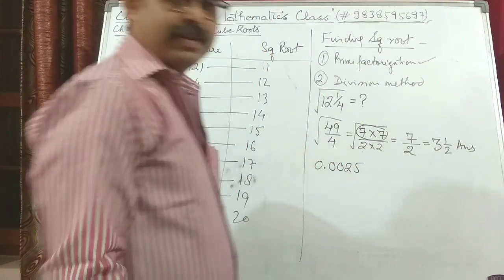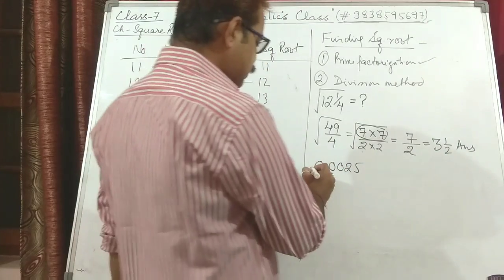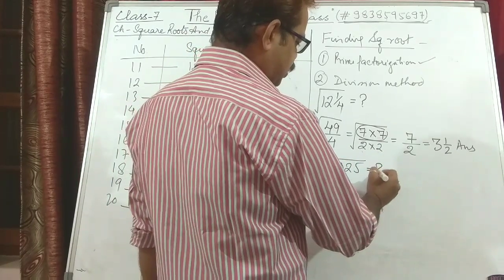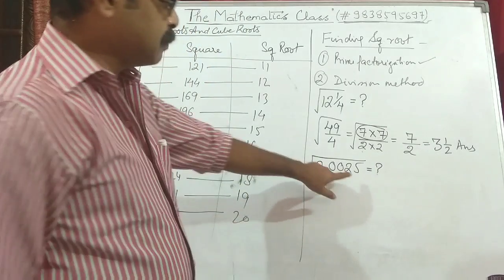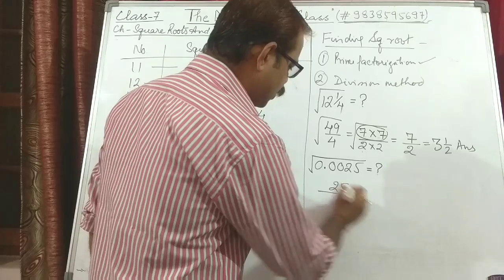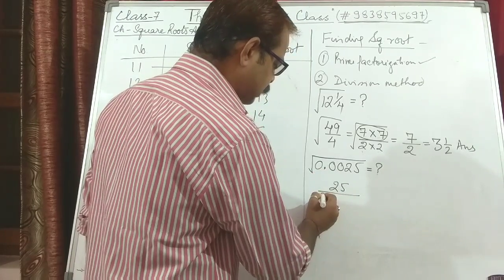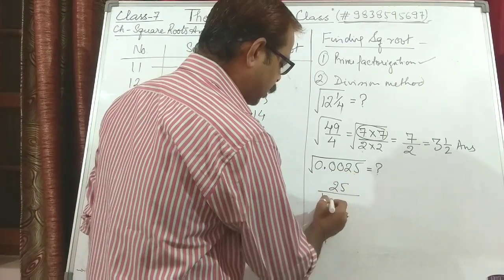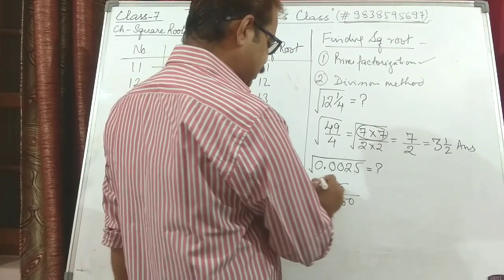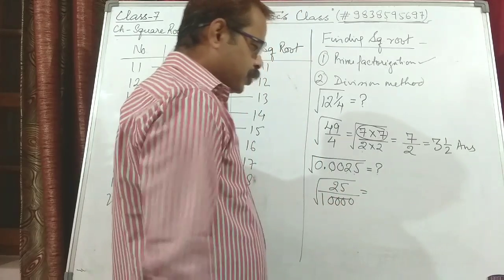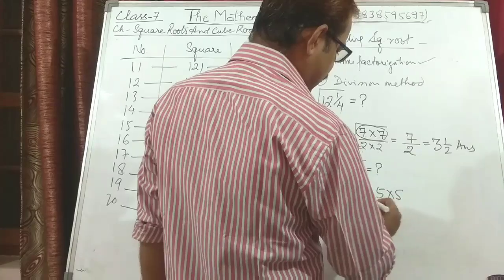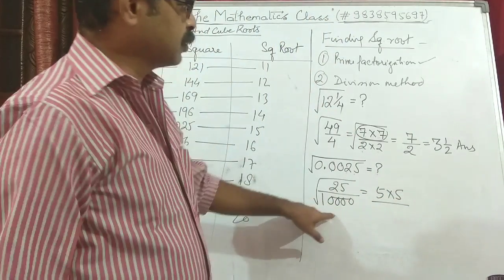0.0025. Find the square root of this number. First you will put a square root sign is equal to question mark. Now this can be written as 25 upon, you place below the decimal you place 1 and 1, 2, 3, 4 zeros. And you have to find the square root of this. Now you know 25 is the square of 5, so you can simply write 5 into 5. And now we will check what about this 10,000.